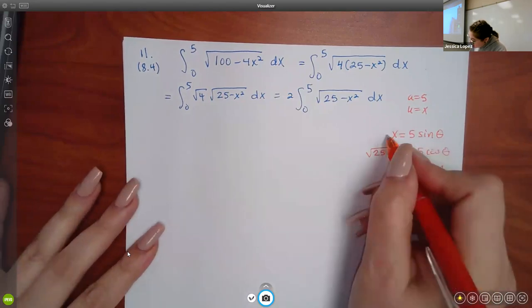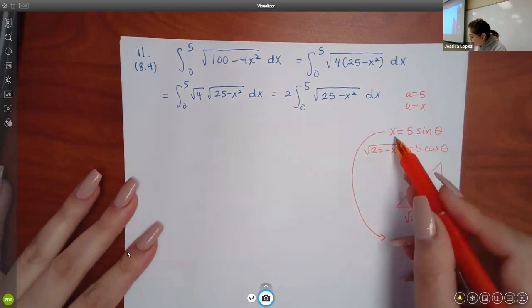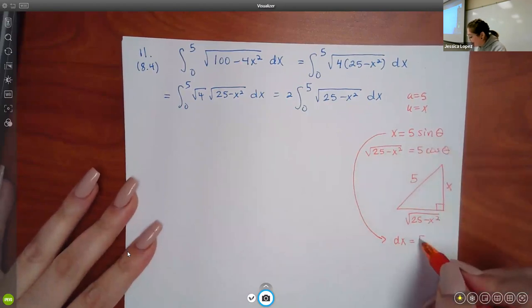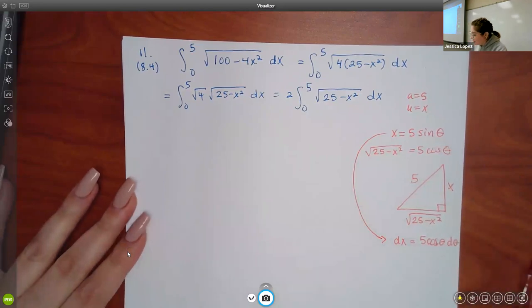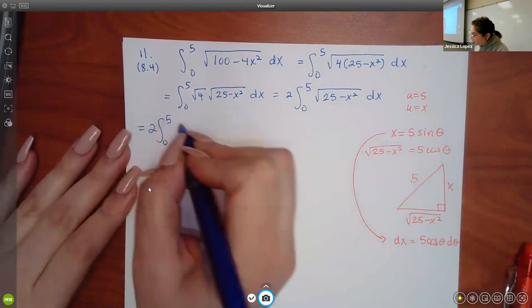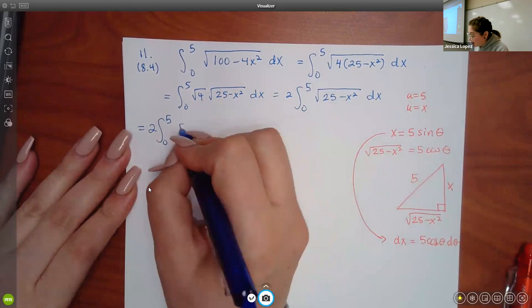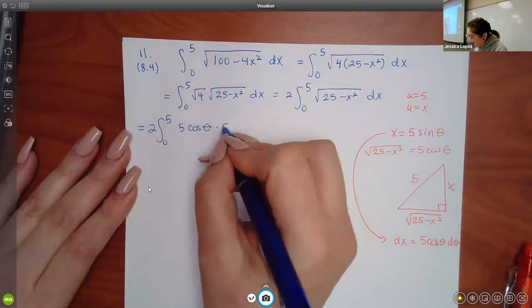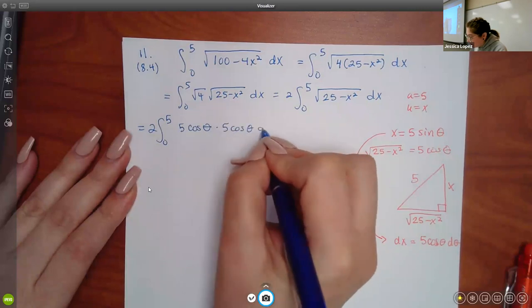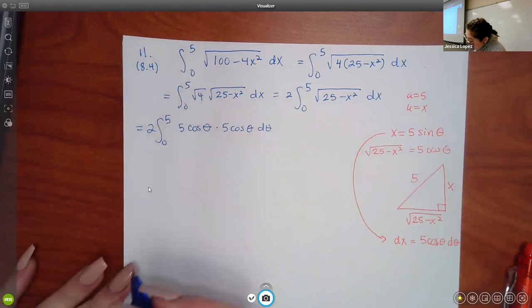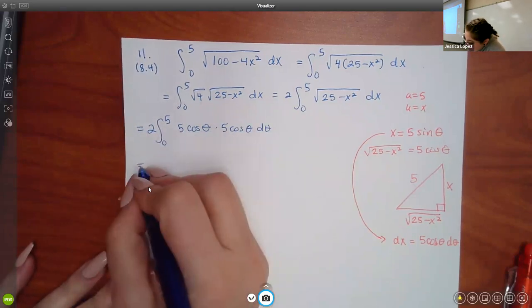So let's take this original one. Derivative of x is 1 dx. The derivative of 5 sine theta is 5 cosine theta d theta. Now we can do the substitution. So the radical will become 5 cosine of theta, and then dx will also become 5 cosine of theta, but with the d theta. 25 times 2 makes 50 out here.